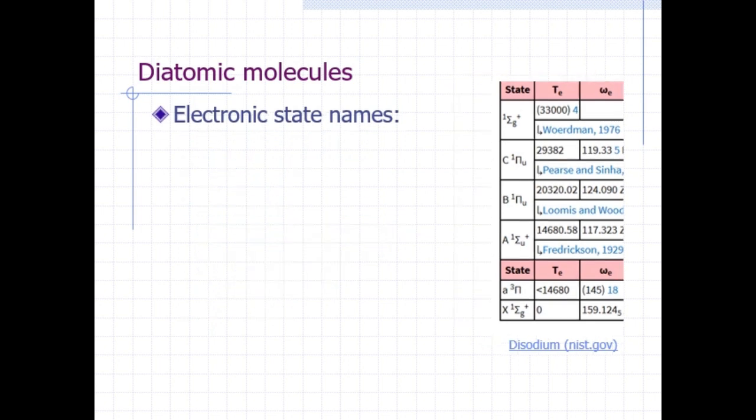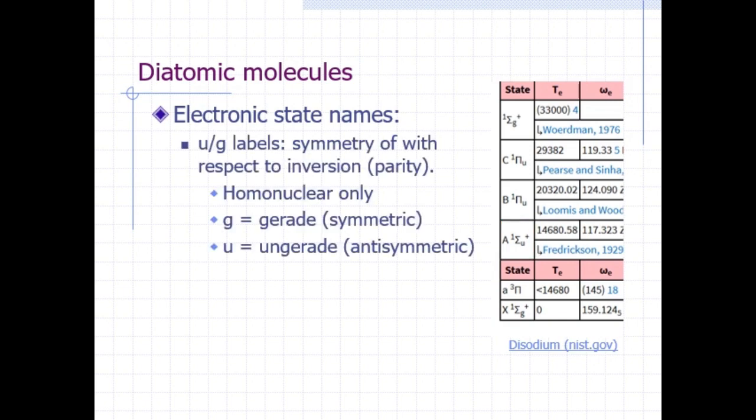Earlier, we saw that the X state of diatomic sodium is its singlet sigma g+, and the A state is its singlet sigma u+. What do the labels g and u in the name mean? These labels are only applicable to electronic states of homonuclear diatomic molecules. They tell us about the symmetry of the function with respect to inversion. Inversion means applying the parity operator on the electronic wave function. This means replacing coordinate x by negative x, replacing y by negative y, and z by negative z.